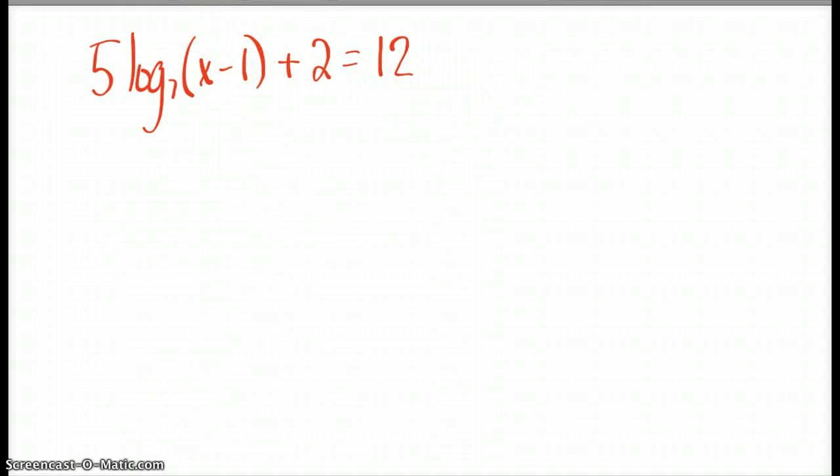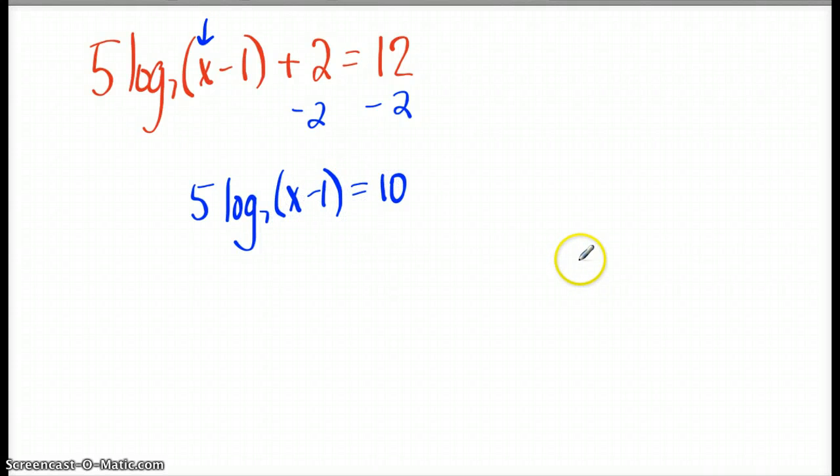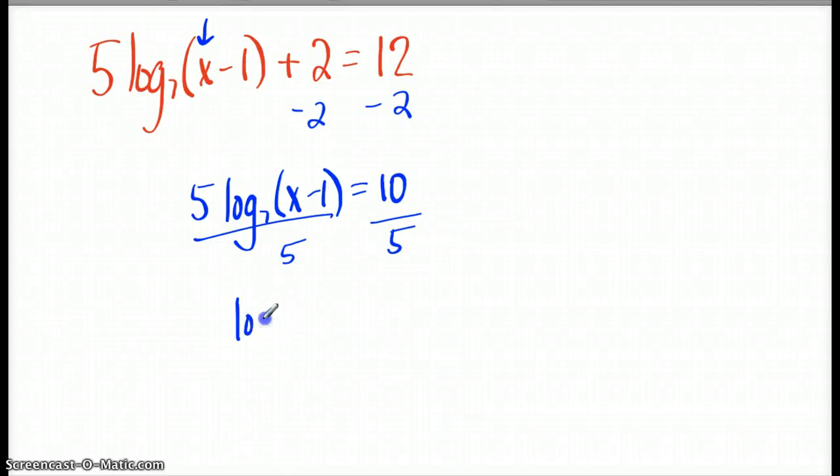So I have to get this x by itself right here. I can't deal with the minus 1 until I deal with the log 7. I can't deal with this until I get rid of the 5, and I can't deal with the 5 until I get rid of the 2. So you start with the adding and subtracting, then go to the division. I'm going to subtract 2 from both sides, so I'd have 5 log base 7 of x minus 1 equals 10. And then to get rid of the multiply by 5, I go ahead and divide that off, so the 5s will cancel.